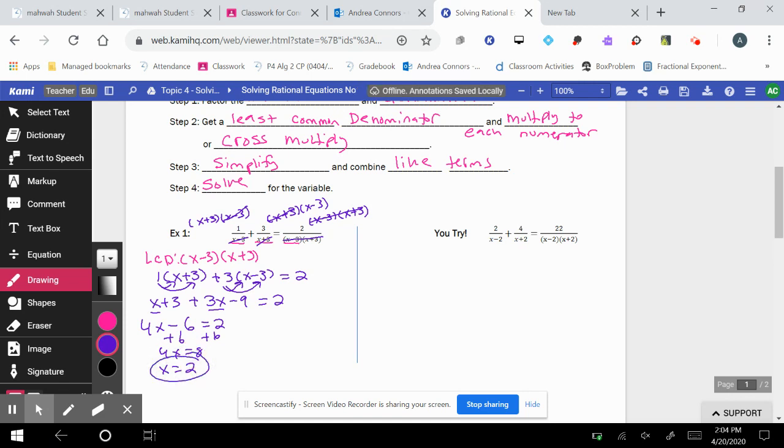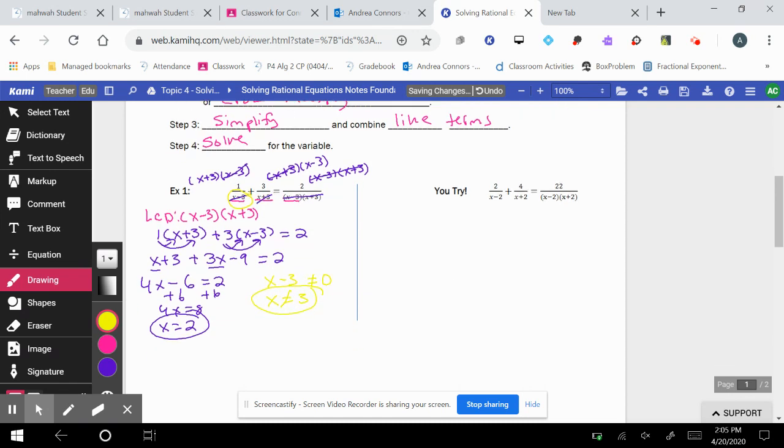And then you have to just state your excluded value. So whatever is on the denominator cannot equal 0. So x minus 3 cannot equal 0, which means x cannot equal 3. That's your restricted values. And same thing here, x plus 3 cannot equal 0. You would subtract 3. So x cannot equal negative 3. So those are your restricted values, and you have to check your work. So this didn't equal either of those, so you're good to go.